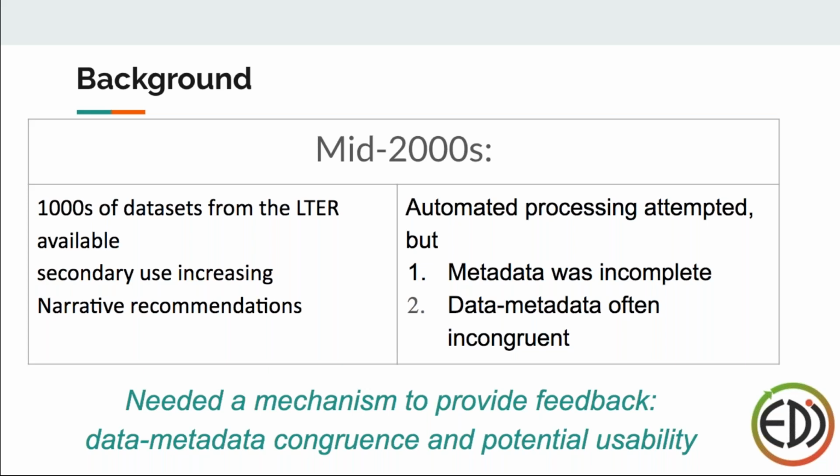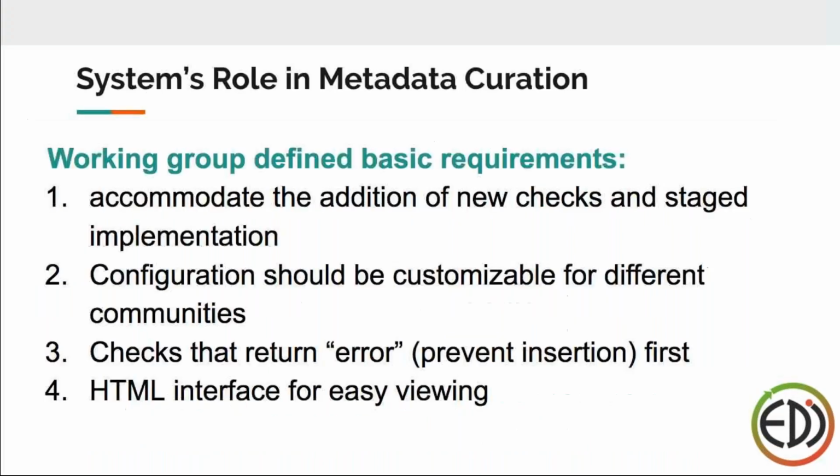So that had been attempted in a lot of cases, but we discovered a few things when we tried that, and one was that metadata was often incomplete, and the data and metadata were not tightly coupled. There was a lot of incongruence between the two. There wasn't a good way to know that, yes, this is indeed the data object that it's supposed to be. So clearly the narrative recommendations were not enough to nudge people in the direction of this preferred behavior. So we needed a different, stronger mechanism to provide more usable feedback on the data and metadata congruence and its potential usability, particularly for this secondary use.